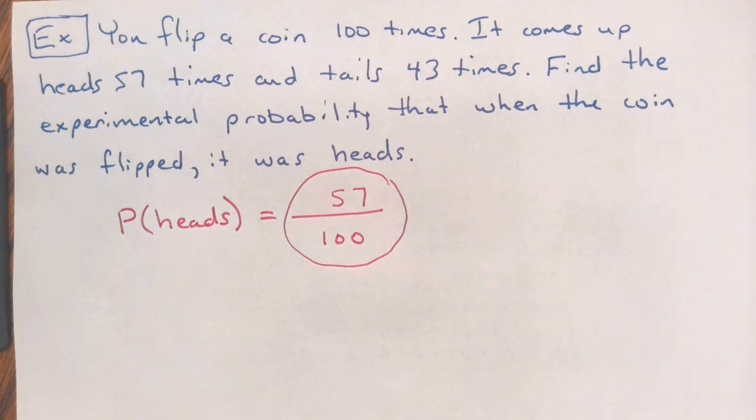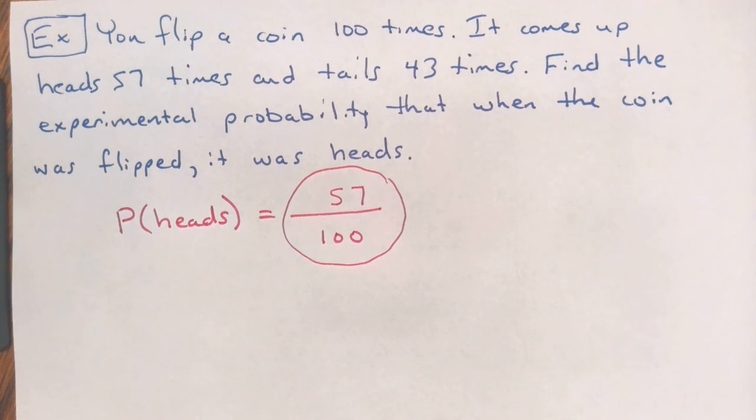If we flip the coin another 100 times, or another 100 times after that, or maybe 1,000 times or 10,000 times, the more we flip the coin, the more we would expect that the experimental probability would be getting closer and closer and closer to 1/2, the theoretical probability.